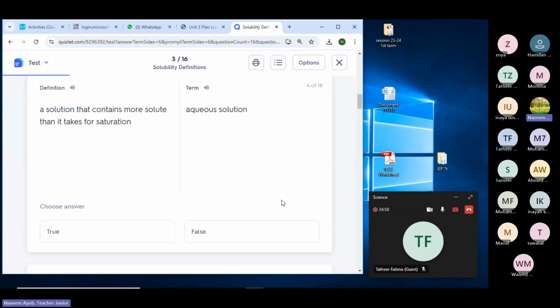And what is an aqueous solution? Will you recall the definition of that? Ma'am, an aqueous solution has only water as the solvent.